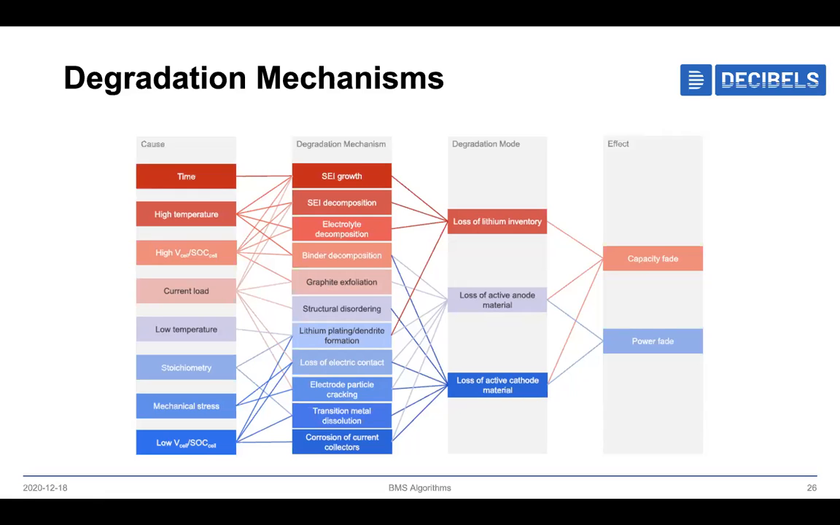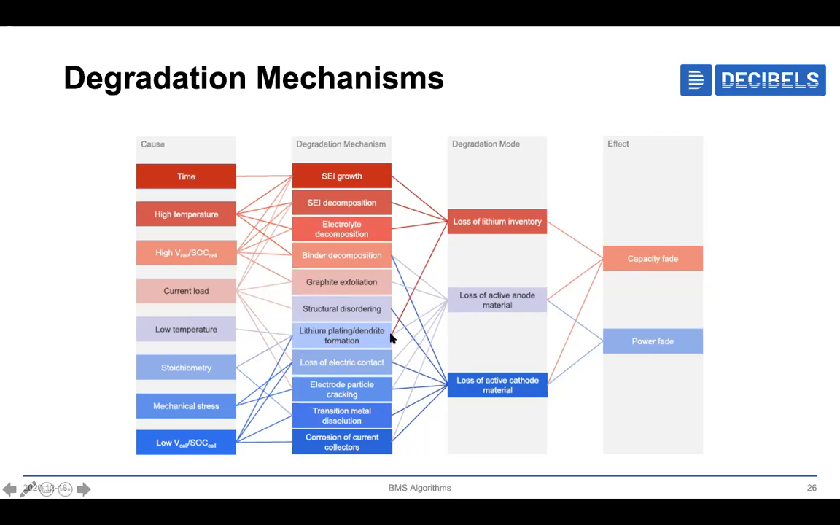For example, consider we are storing the cell at low temperature. What might happen is this might lead to lithium plating or dendrite formation. Because of this degradation mechanism, what is the degradation mode? It can be a loss of lithium inventory. If loss of lithium happens, it means we are losing the active material. If we are losing the active material, then the capacity for sure will decrease.